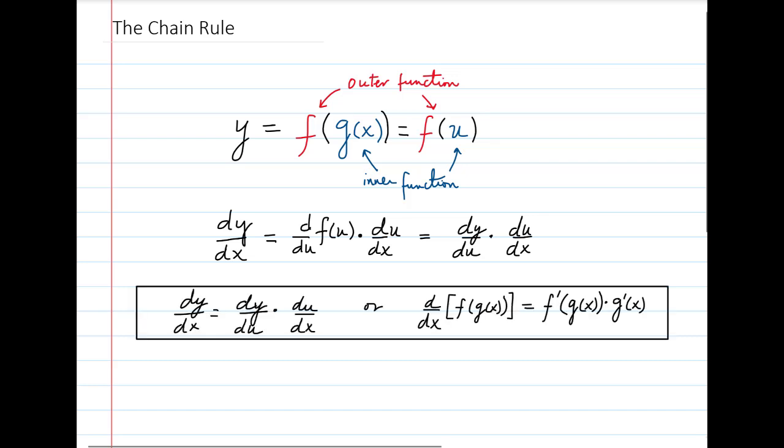Okay, so here we have our chain rule, and we have the two notations here. This is our Leibniz notation. We had dy/du times du/dx, and again, u is our inner function here, this g of x. Or we can also write it with Newton's notation. The derivative of f of g of x, that composite function, would be equal to the derivative of the outside function times the derivative of the inside function.